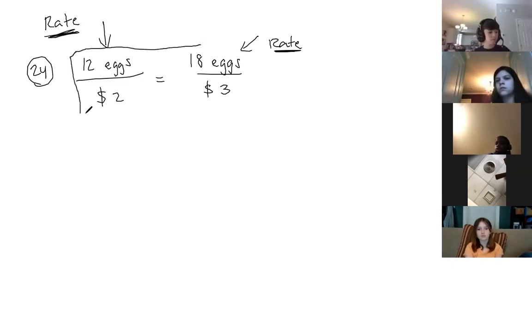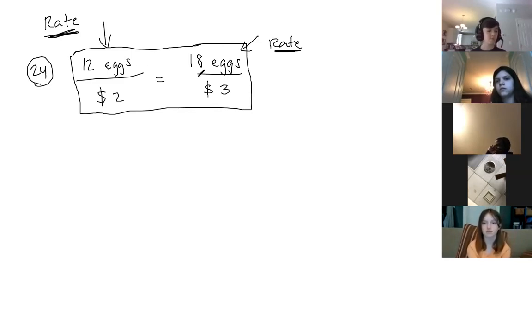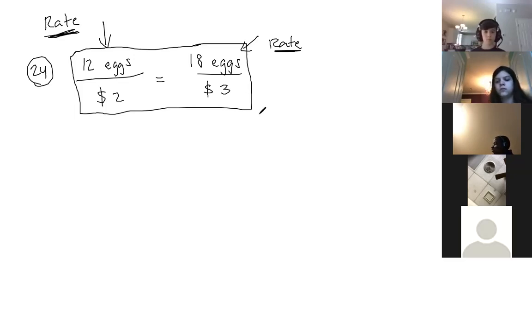Now, the question says, if I have two ratios, or in this case, two rates set equal to one another, is this a proportion? That would mean that these two things have to be equivalent ratios or equivalent fractions. How do I check, Phoenix, to see if these are equivalent fractions, equivalent ratios?